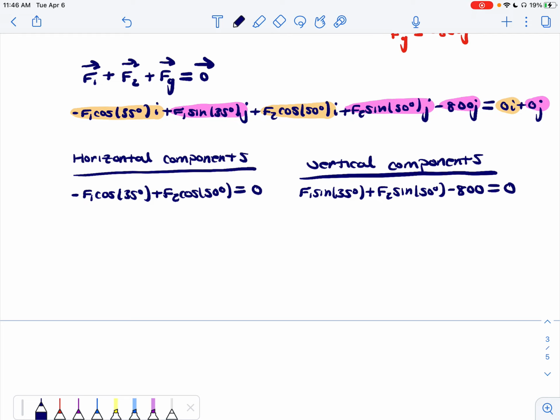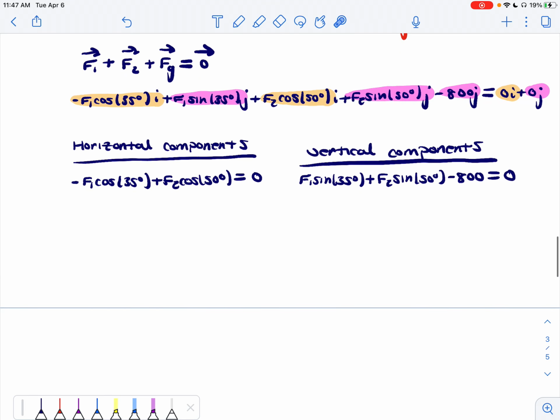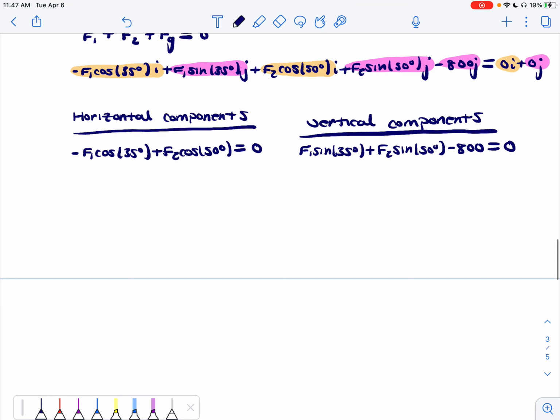Now with these two equations for the horizontal and vertical components, we essentially have a 2x2 system of linear equations. We have two equations, two unknowns, and we just need to solve it. The way we can do this is using substitution. I'm going to take my equation for my horizontal components and solve it for F2. If we isolate F2, we get F2 is equal to F1 cosine of 35 degrees divided by the cosine of 50 degrees.